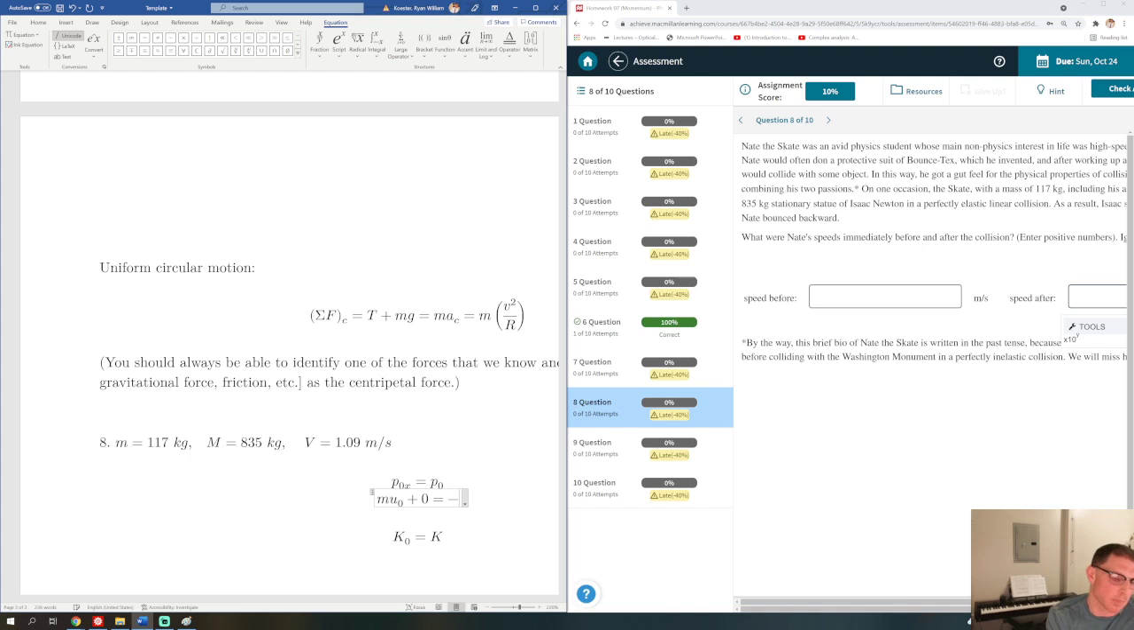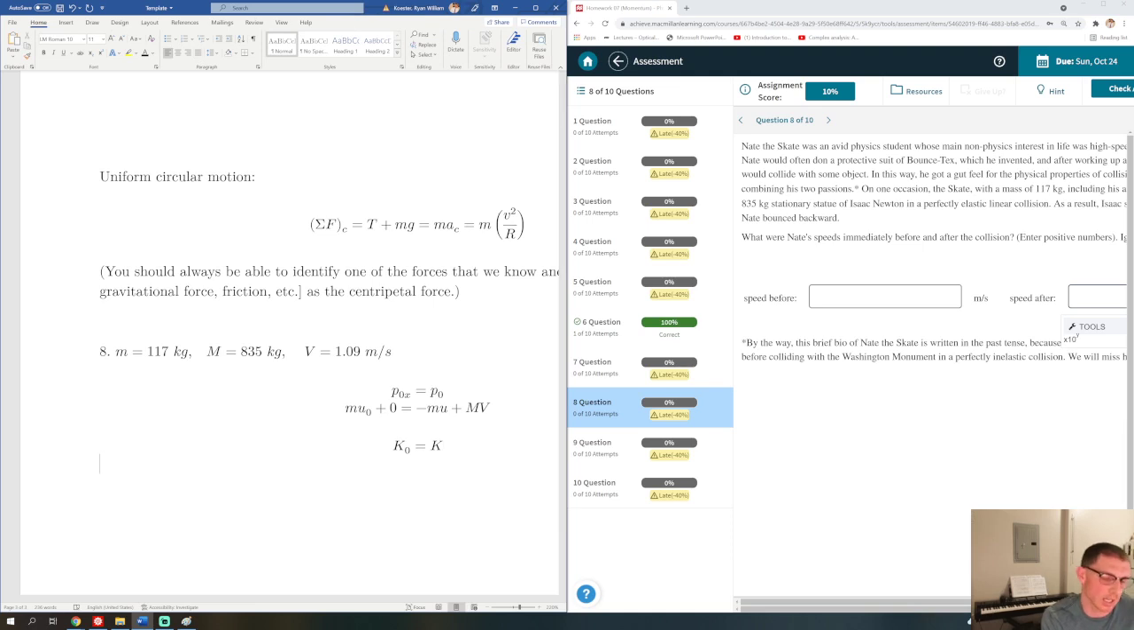So if Nate bounces backwards, we can write minus m u for his momentum. This shows that he's moving to the left now, if he was initially moving to the right. Then the statue is moving to the right with some velocity V that we actually know to be 1.09 meters per second. Okay, so this is my conservation of momentum equation, and this will be a situation where we have two equations and two unknowns.